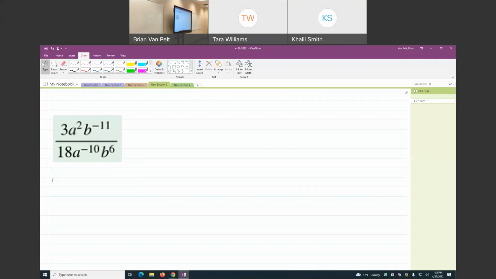Vote settled? What'd you think? Is it a to the eighth over 6b to the fifth? I got 6a to the eighth. No, stop right there. 6 is not on the top. Well, between the 3 and the 18, 3 goes into 18 6 times, right? Why didn't you put the 6 up top? Well, I didn't even write it as a fraction, I just wrote it straight up.